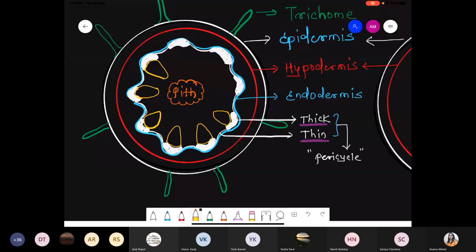The pericycle thick cells are present on the above structure. Now there is a presence of the vascular bundle. And we already discussed in case of the stem, conjoint vascular bundle is present. So between this, there is a presence of the cambium, which is represented by this blue color.